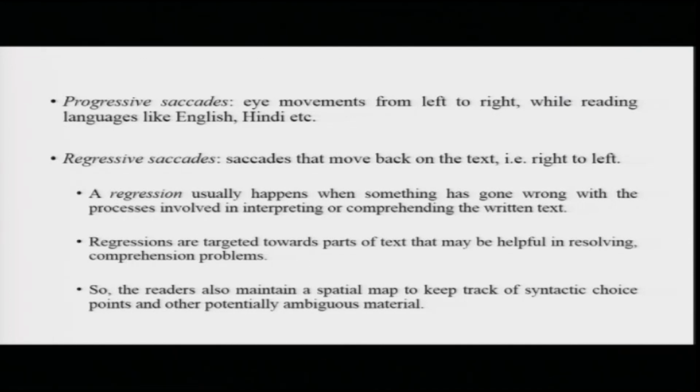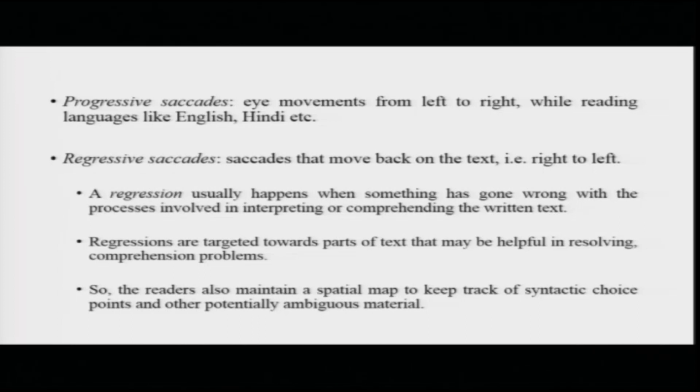Now we can come to other kinds of saccadic eye movements. When the eye movements are in the direction of the script, left to right, they are referred to as progressive saccades. Suppose you are reading this particular sentence written here, you go from this word to this word to this word. You read this one, got information, then you move to this one, got information, you move to this one. So these were progressive saccades.